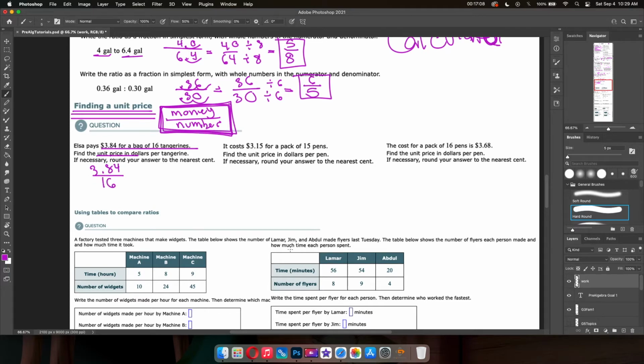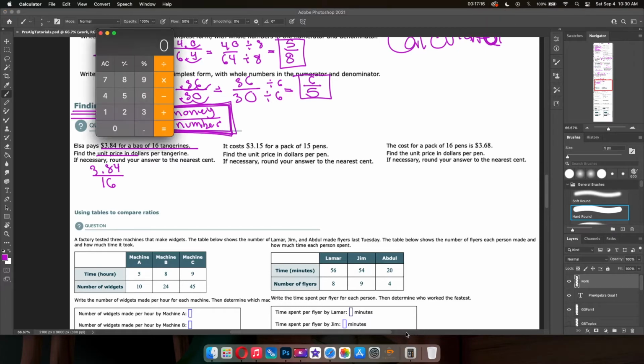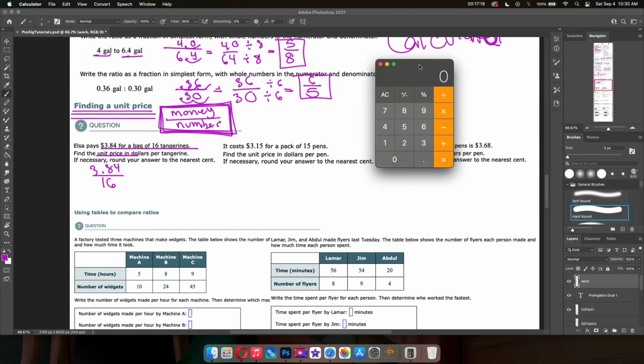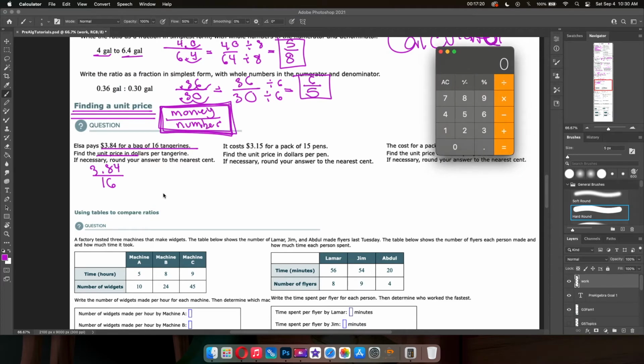Now, in order to do that, we need to pull out a calculator, which means I need to hit pause for a second and find the calculator on my computer. Give me a second. Okay, and we're back. I found the calculator. I got a new computer and now I'm lost. This is how it goes.